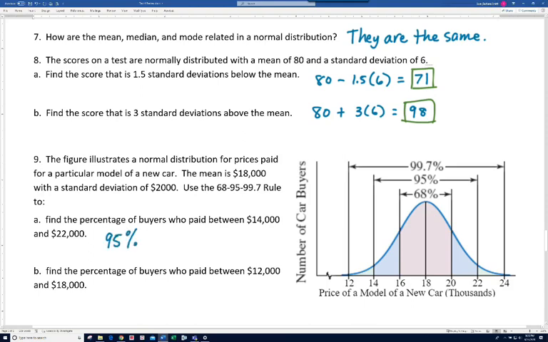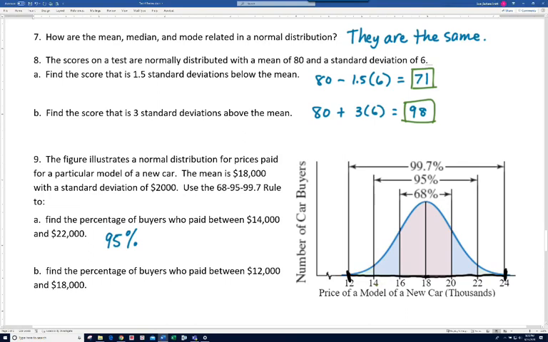And so let me go ahead and write that. Find the percentage of buyers who paid between 12,000 and 18,000. So 12,000 and 18,000, that's this here. Well, we know that this whole distance from here to here, or I should say from 12,000 to 24,000, whoops, I went too far. Actually, I have that right.